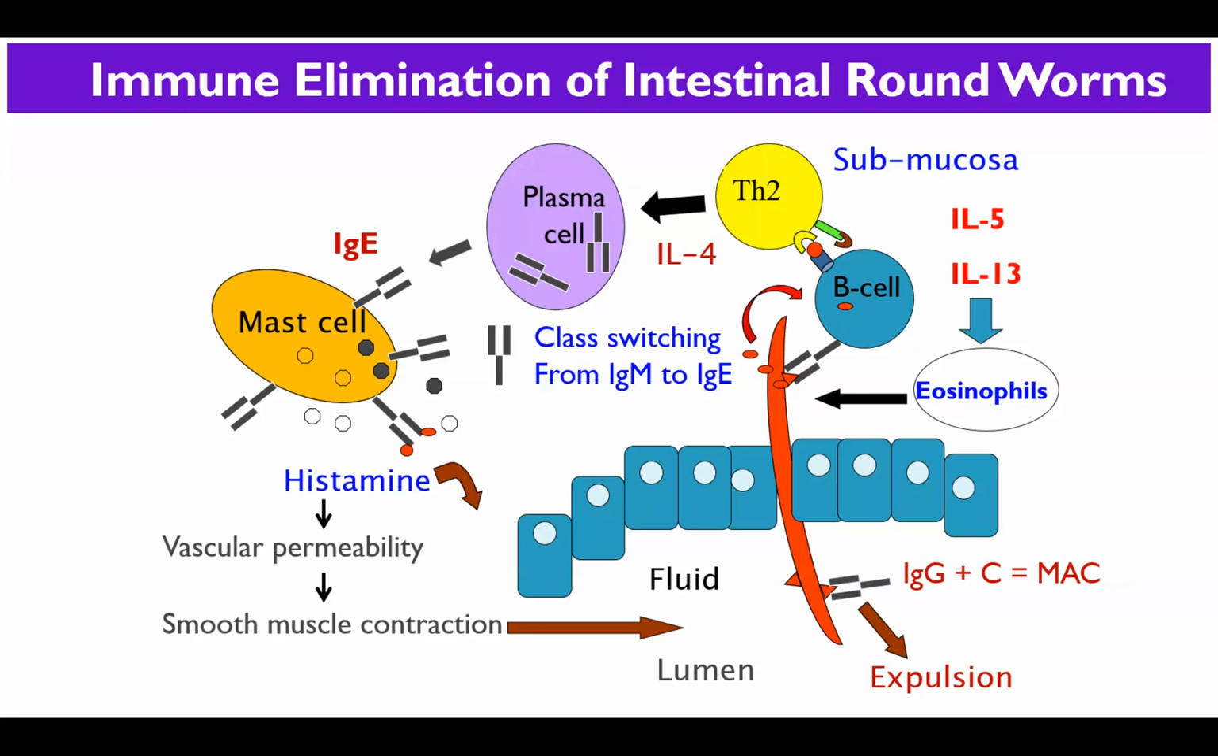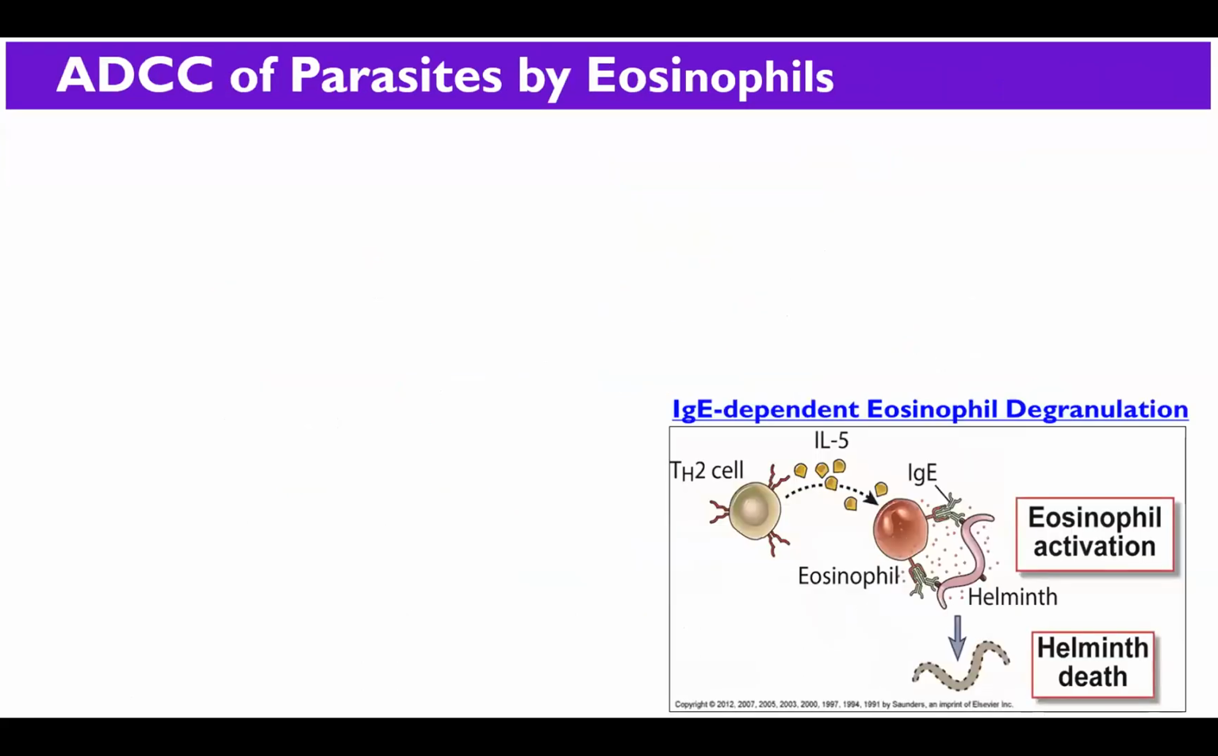It is one of the molecules that can also activate the mast cell. Do you see now the synergy of how these components are coming together? All right, so the strongest, most powerful tool that the immune system has with regard to taking care of the roundworms is ADCC, antibody-dependent cellular cytotoxicity of parasites by eosinophils.